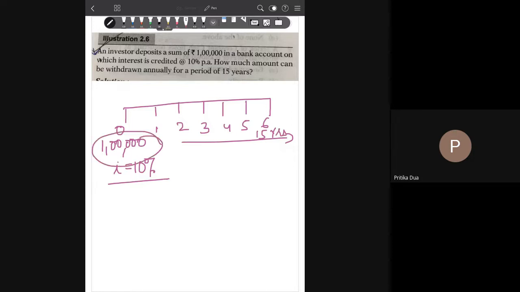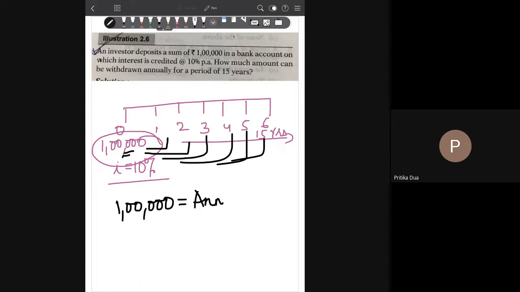So ultimately, when you bring all the values to zero point of time and add them for 15 years, that will be equal to this 1 lakh rupees. So my equation becomes 1 lakh is equal to the amount of annuity into present value annuity factor, 10% for 15 years. Because all the cash flows when brought to zero point of time will total up to the amount of deposit that has been made in the bank.